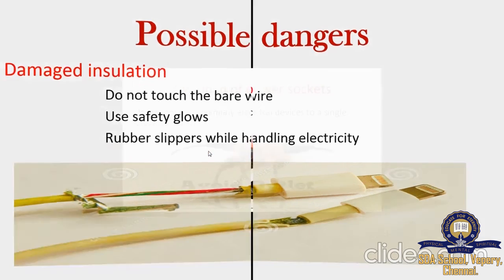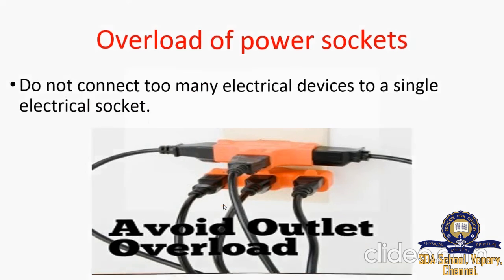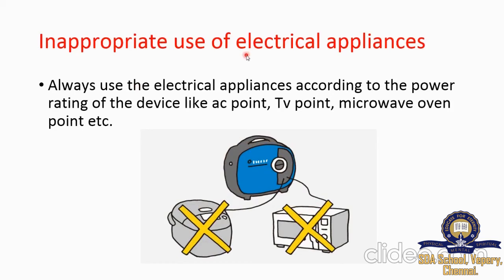And the next danger would be overload of power sockets. In one socket, many connections would have been given. This may lead to dangerous hazards. So overload of power sockets is another danger which we come across in our day-to-day life. Do not connect too many electrical devices to a single electrical socket. And the next danger would be inappropriate use of electrical appliances. Always use the electrical appliances according to the power rating of the device, like AC point, TV point, microwave oven point, and so on.